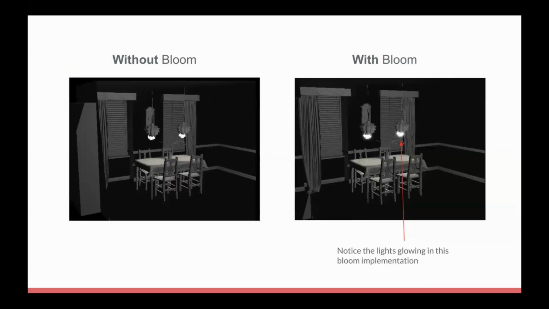So with bloom, you can see that the lights are glowing in a nicer fashion around the actual light bulbs themselves because of the Gaussian blur.